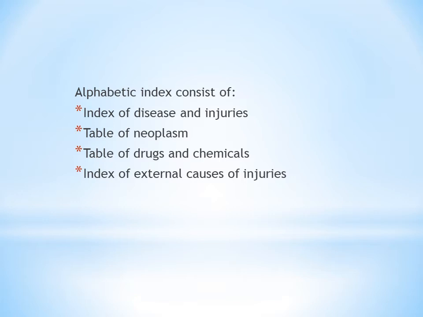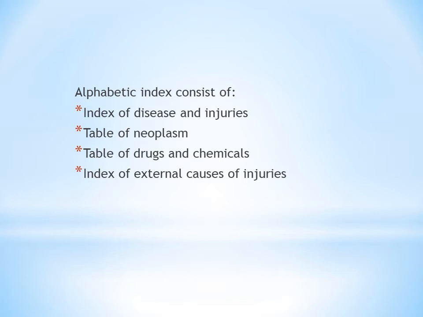So the first one is the index of diseases and injuries. This is the most commonly used index, where the codes for all diagnoses and all disease conditions are included. Whatever the injury, whatever the disease condition, you first have to search in this index, the index of diseases and injuries. It is arranged in alphabetical order only.